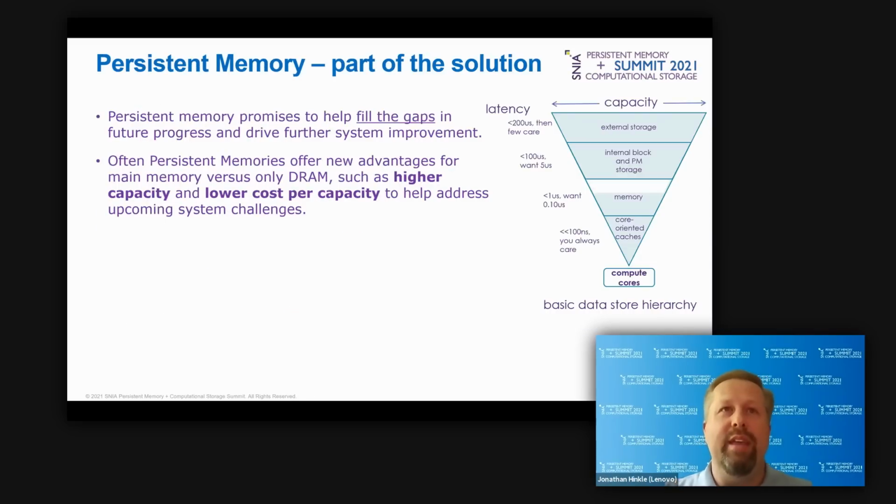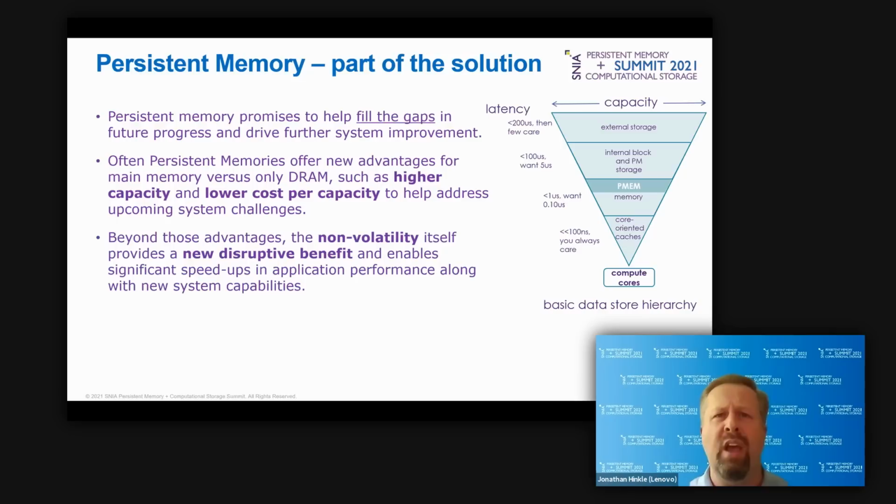So persistent memory, thankfully, can be part of that solution. Basically, it promises to fill some of the gaps. You can see in our memory hierarchy, we have the latency of that memory versus the capacity overall, how much data it can store. And persistent memories have new advantages. They're usually higher capacity, and they can also be lower cost per capacity, which fills in some of that gap as we keep wanting to expand the capacity of memory while still maintaining performance at a low latency. Also, persistent memory has this advantage of non-volatility, which can provide a new disruptive benefit.